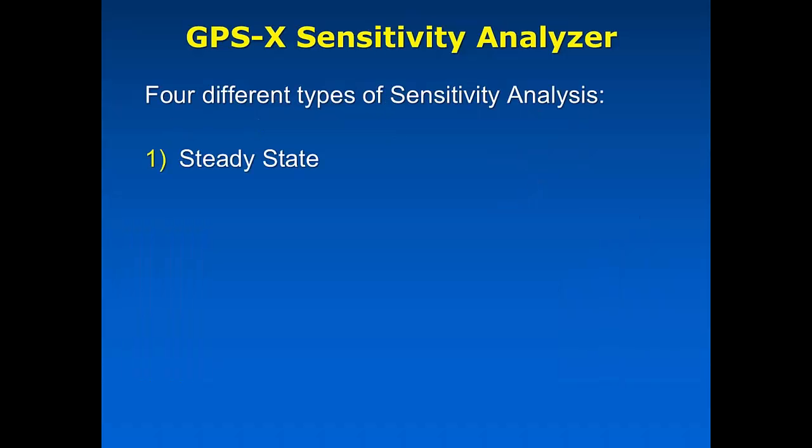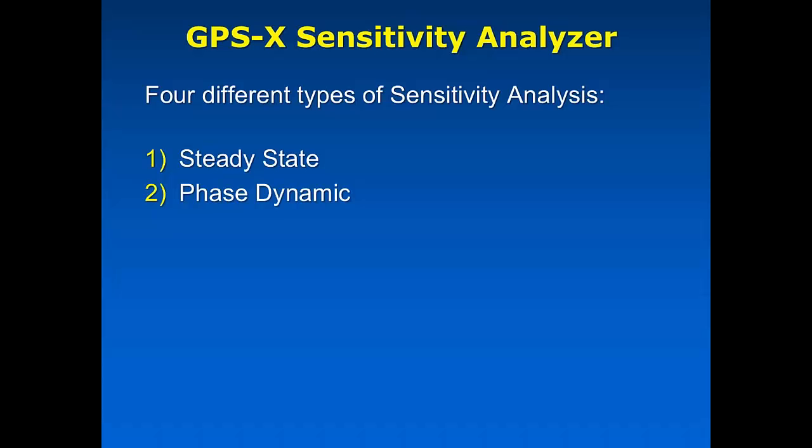Now, as I mentioned, we have several different types of sensitivity analysis. Just to quickly run through what those are, we can first of all do a steady state analysis. So we're just going to change one variable and we're going to get a steady state solution for every stop on the way as we go from a low value up to a high value. And we're going to get a complete steady state solution for each one of those.